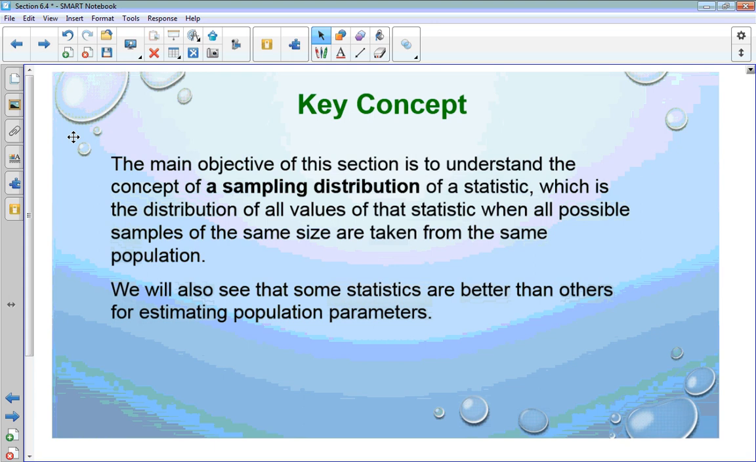We're going to understand the concept of what a sampling distribution is, which is the distribution of all the values of a statistic when all the possible samples of the same sample size are taken. That's a lot of words, but we're going to do an example to make it make more sense as we go. We'll also see that some statistics are better than others for estimating population parameters. Well, that's the whole reason for taking all the samples, is that we can then estimate the population, whether it be the mean, the standard deviation, variance, range, etc.